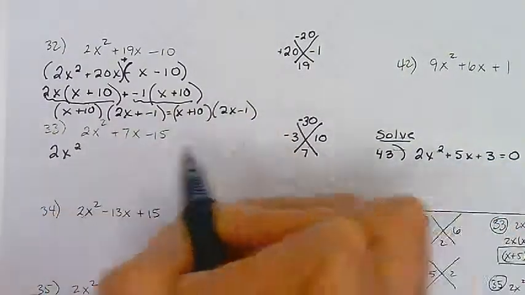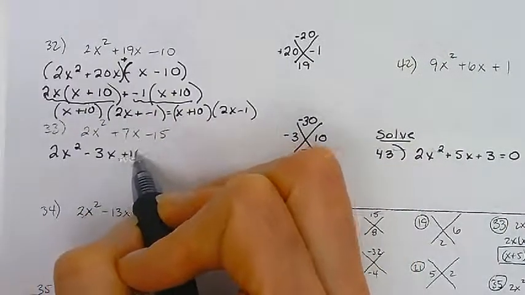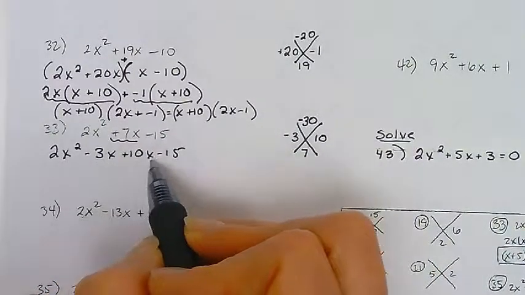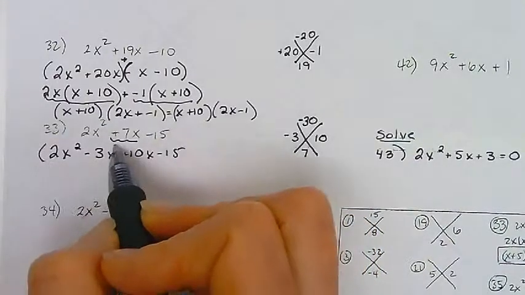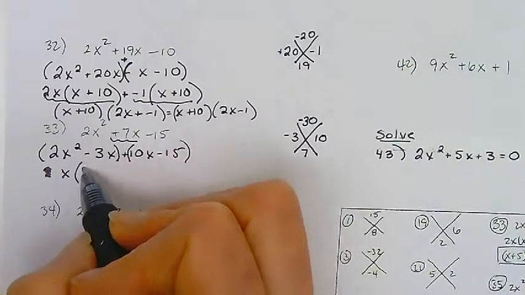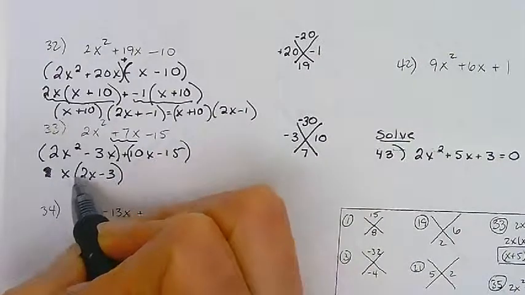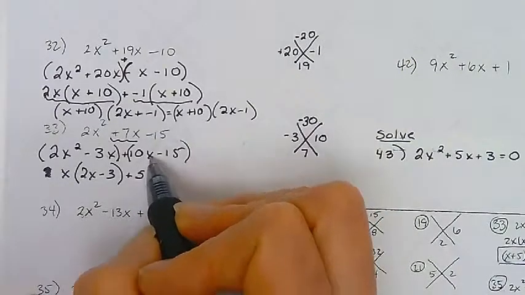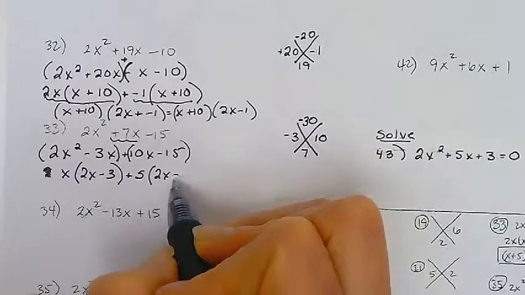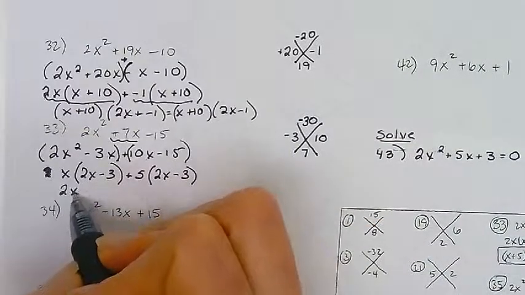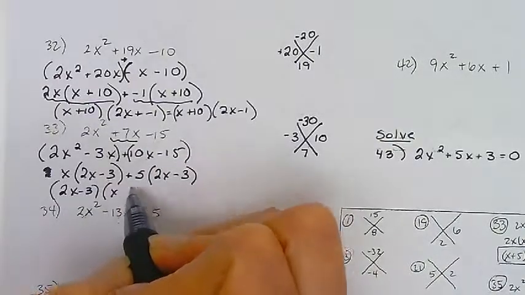2x squared minus 3x plus 10x minus 15. This middle term has been rewritten as negative 3x plus 10x. I'm going to factor by grouping. 2 is not a common factor. X times 2x minus 3. I get 2x squared back minus 3x plus, a common factor here would be 5. 5 times 2x will bring back 10x, and 5 times a negative 3 gives a negative 15. Our common binomial comes out, 2x minus 3 times x plus 5.